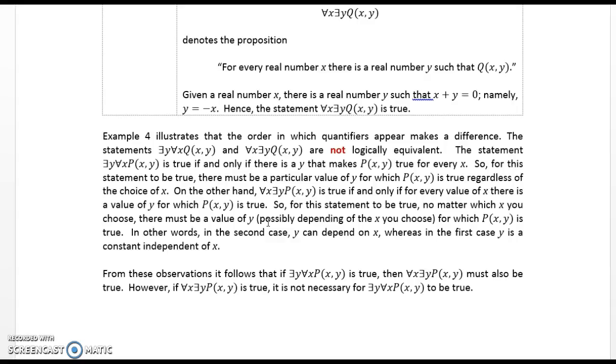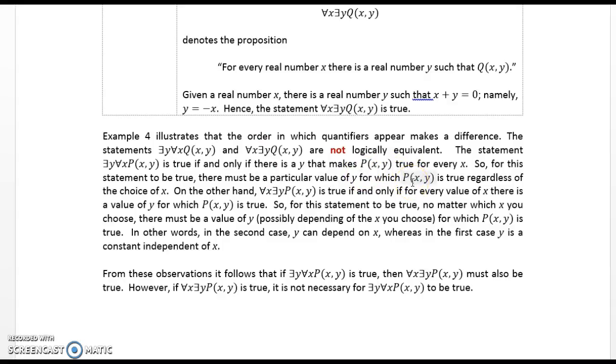Example 4 illustrates that the order in which quantifiers appear makes a difference. The statements "there exists y for all x, Q of xy" and "for all x there exists y, Q of xy" are not logically equivalent.